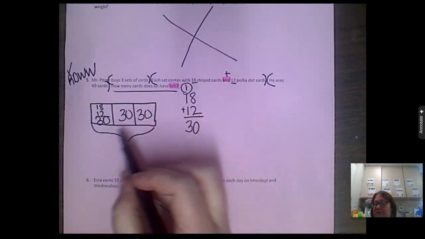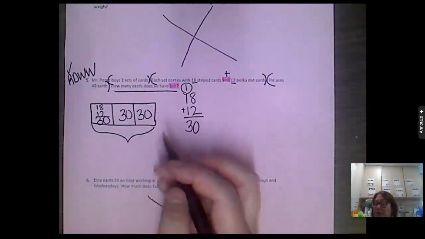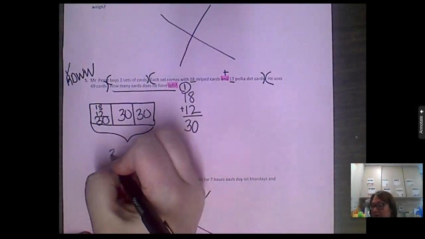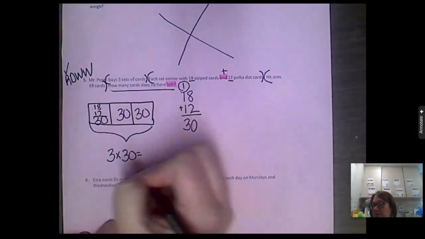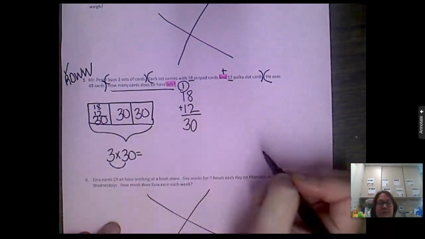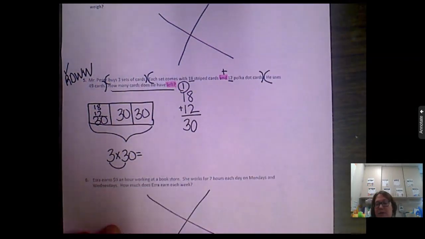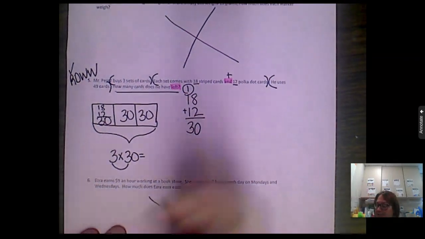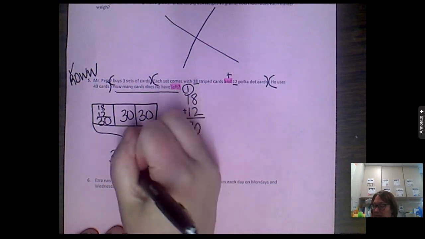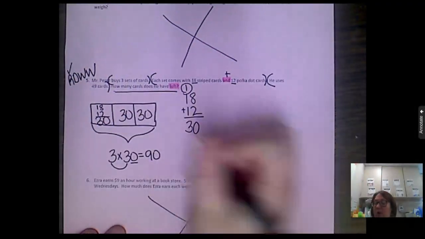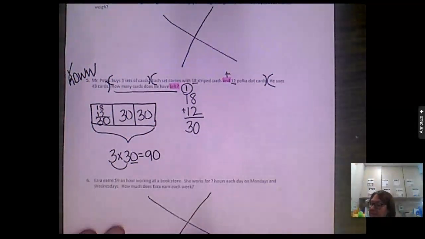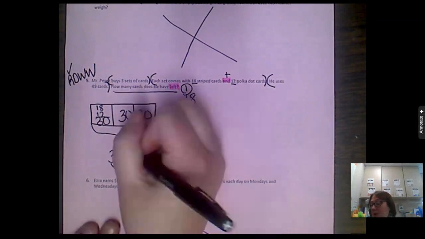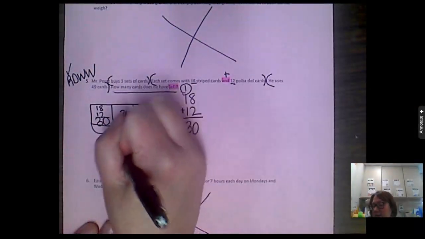So what would my total be for all of these? I could do, there's 3 groups times 30 equals 3 times 3 equals 3, 6, 9, and then I just add the 0, right? Or I could say 30, 60, 90, as long as we come up with 90 for that. Am I done? Okay, so I know that he has 90 cards.